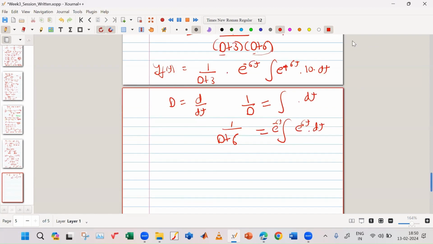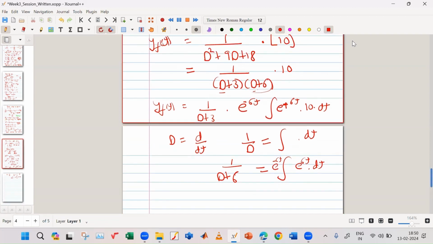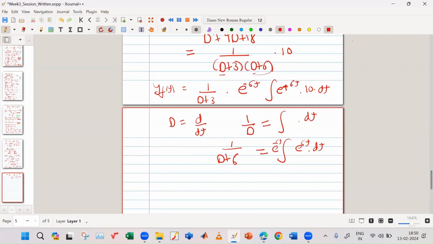Is this clear or are there doubts? Okay, so I'll proceed. We'll solve. Once I solve, you will gain confidence in how to solve the sums. So what I get is this yf of t.